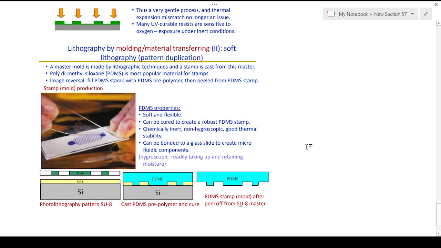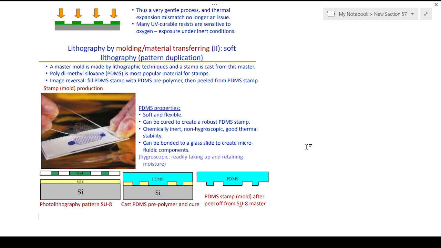So lithography by molding and material transferring is a technique we call soft lithography. It is actually pattern duplication. A master mold is made by a lithographic technique, or rather, like you can see, this is an image of our fingerprint result, where they are taking the pattern after an ink point. Polydimethylsiloxane is the most popular material for stamps.